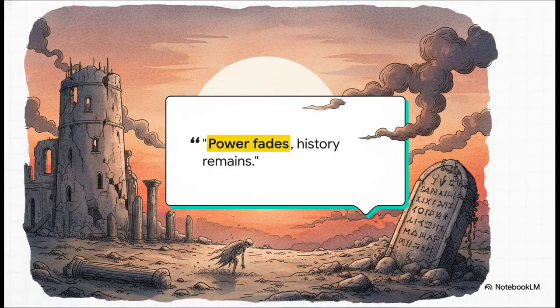Okay, let's dive into this because the phrase, power fades, history remains, is literally the beating heart of our entire explainer. This is the haunting final line that the source document explicitly commands to be shown at the very end of the narrative, overlaying this epic sunset shot of a ruined kingdom. It frames absolutely everything we're about to decode.